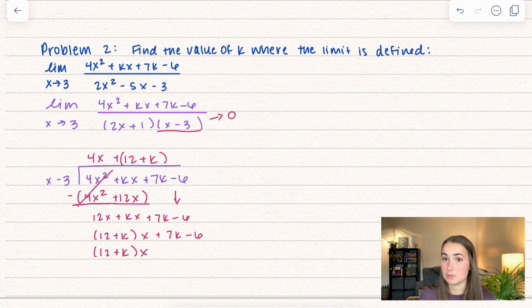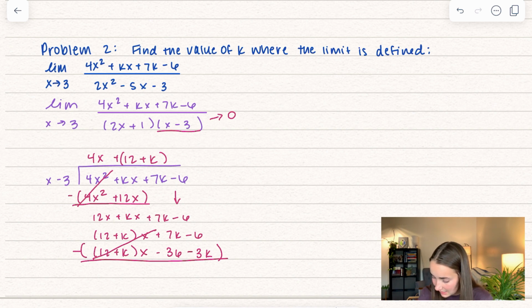And now I need to multiply that whole thing by negative 3. So that gives me negative 36 minus 3k. And remember, I'm subtracting this entire thing. So first, these guys cancel out, which is exactly what we want. And now I'm going to go ahead and turn both of these into pluses. So I get 7k plus 3k is equal to 10k. And then 36 minus 6 is equal to 30.